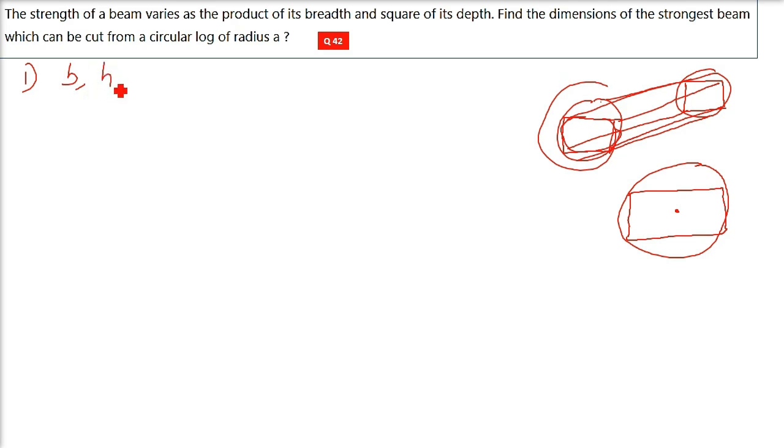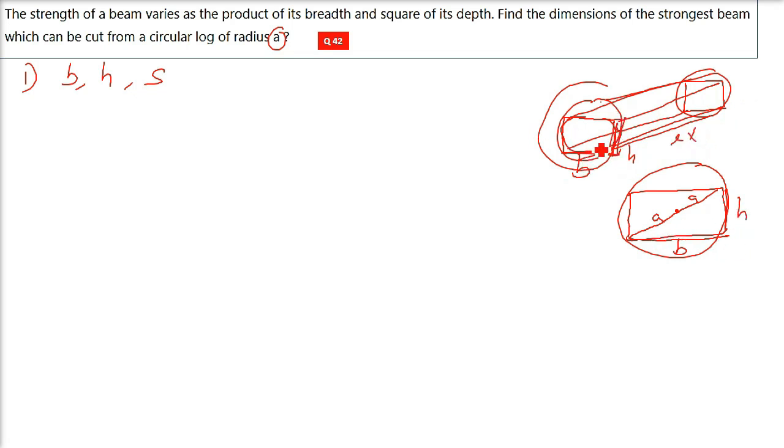Breadth is B, height is H, strength we don't know what it is, but we will keep it as capital S. What is this from here to here? It's A and A. Radius is A, so the diagonal length will be twice A. This is breadth, this is height, and the diagonal, which is the part I have shown here, is A and A, twice A.